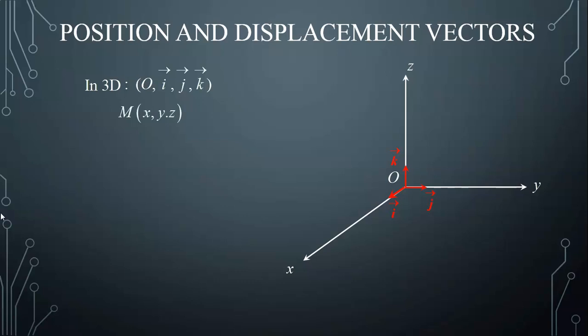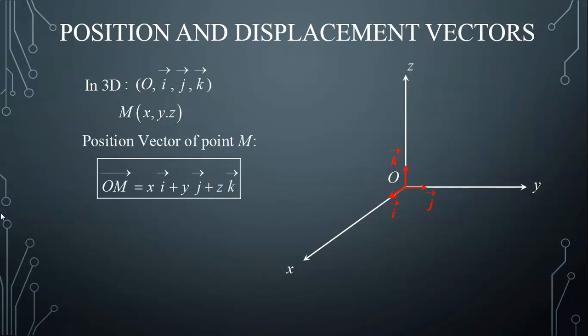Now, given point M of coordinates x, y, z, the position vector is defined similarly as in 2D by OM equals x times i plus y times j plus z times k. And that is because if we move by x units along i, and y units along j, and z units along k, then in the xy plane we complete the parallelogram to retrieve the vector sum. Then we elevate it by z units to retrieve the position of point M, which leads to the position vector OM as follows.